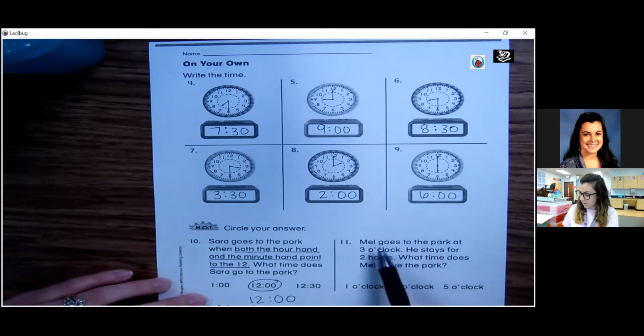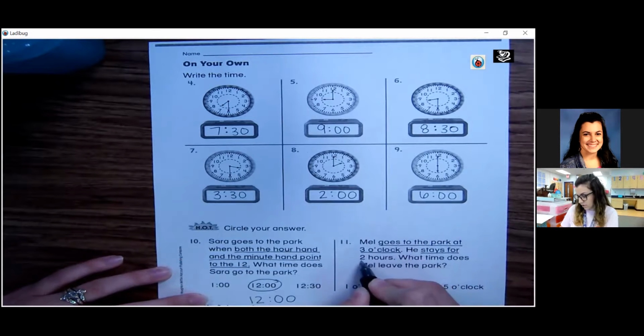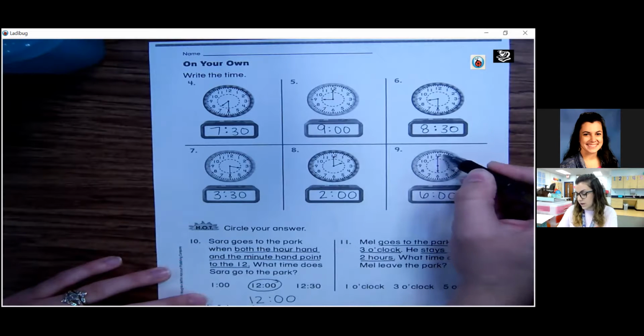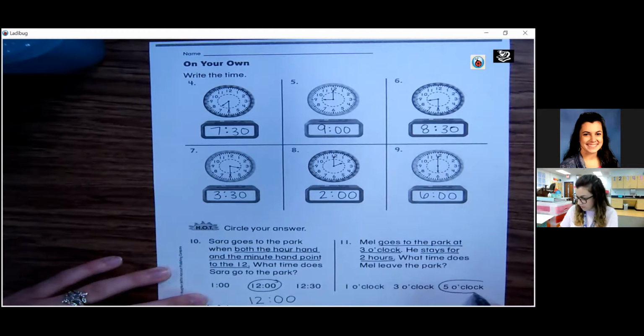Let's look at number 11. Mel goes to the park at 3 o'clock. He stays for 2 hours. What time does Mel leave the park? So he goes to the park at 3 o'clock and he stays for 2 hours. So that means that our minute hand would go around the clock once, twice, and during that time, you would see our hour hand go from 3 to 4 and then 4 to 5. So he will leave the park at 5 o'clock.